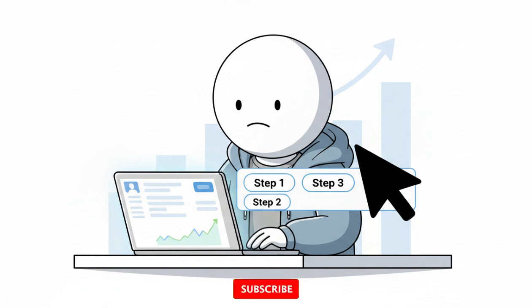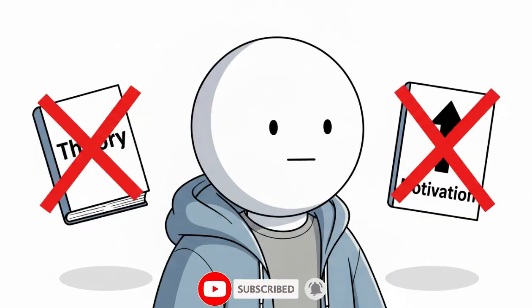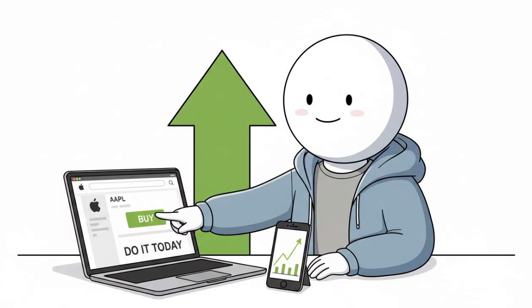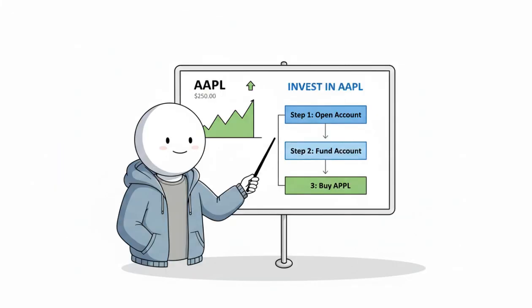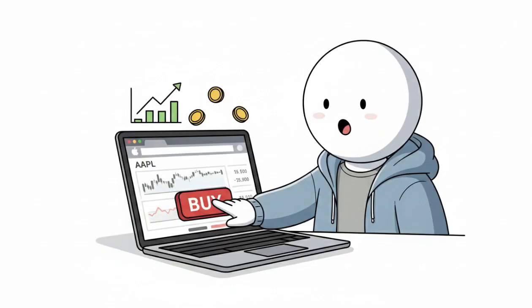What if I showed you the exact click-by-click process of how to invest in Apple? Not theory, not motivation, but the actual step-by-step execution, so you can open your phone or laptop and do it yourself today. Most people say they want to invest, but they never move from thinking to executing. In this video, I will show you the complete process of investing in Apple stock properly, the right order types to use, how to avoid common beginner mistakes, and what realistically happens after you press that buy button.